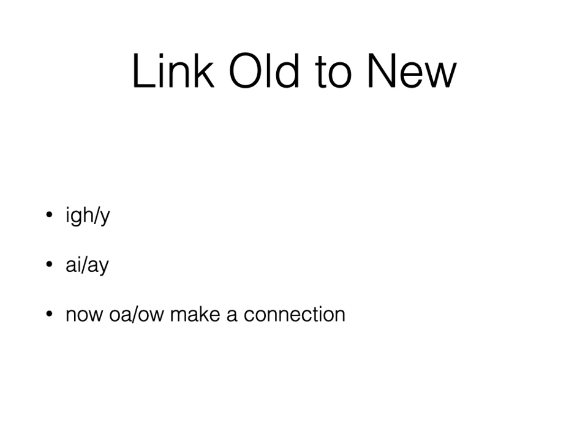Now, you're going to want to link what they already know to what you are about to teach them. So, for example, if you have already taught the vowel teams IGH Y and AI AY, and they already have the understanding that AI comes in the middle, AY comes at the end, you want to link that knowledge to what you are about to do, which is OA comes in the middle and OW comes at the end, just like they already know for the previous vowel teams.